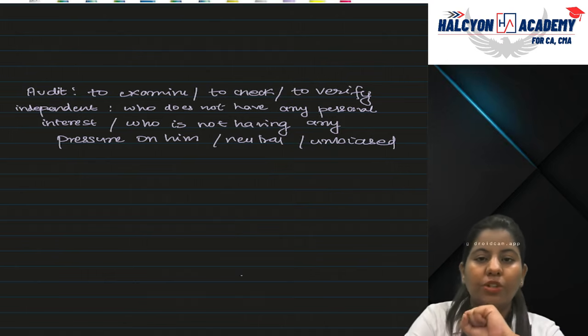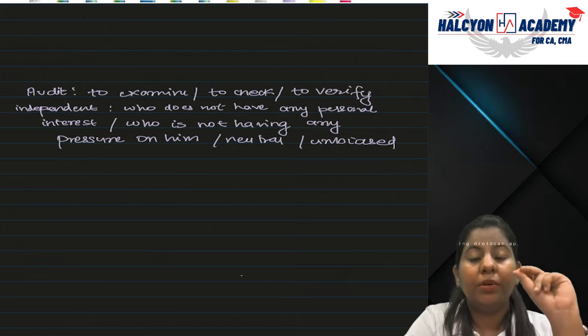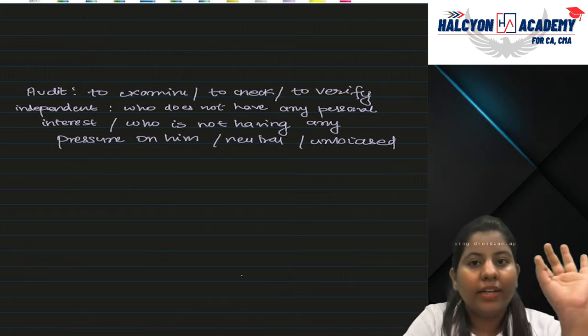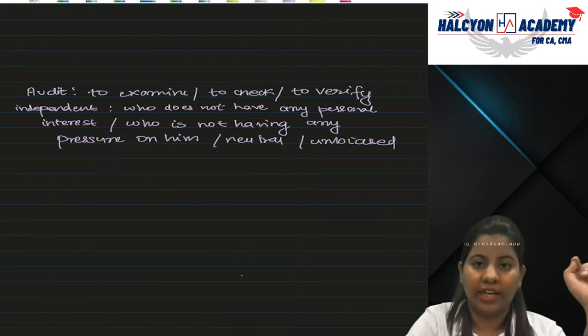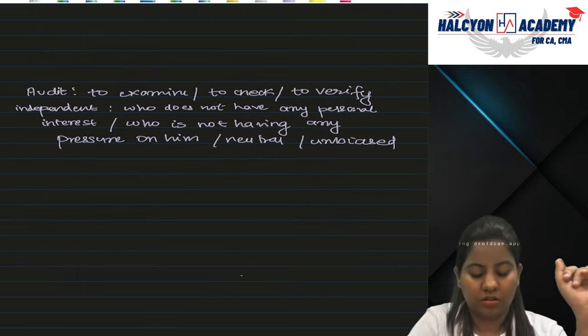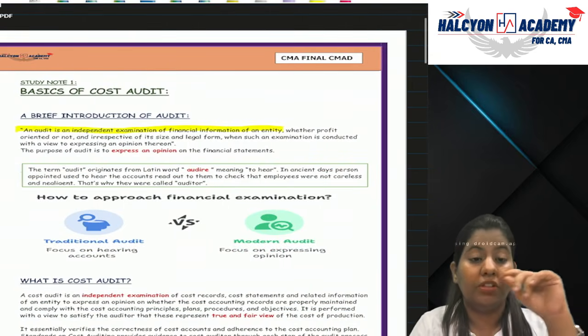The financial information of an entity. So the auditor is an independent person who examines independently. So audit is an independent examination of what? Of financial information of an entity. Now what is the meaning of the term financial information?